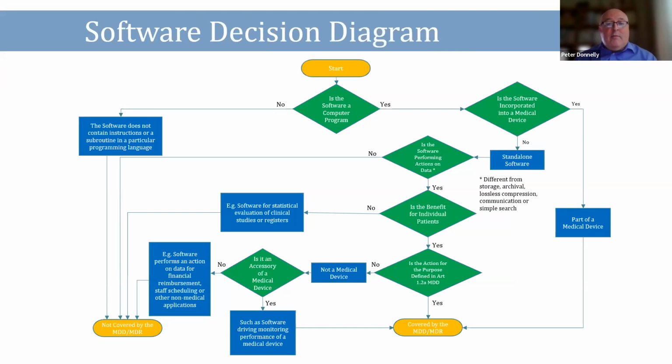I'm not going to go through this, but I can leave it with you to look at and ask yourself these questions. This is a decision diagram, thanks to the MHRA, I think: is your software a medical device or not? If you follow that down through it, you can see what falls out. Software can be just instructions, or data, or statistical evaluations, or it can actually be performing.